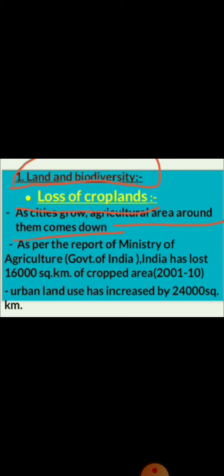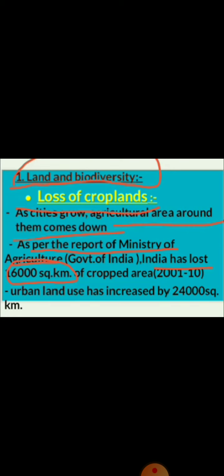As per the report of the Ministry of Agriculture, Government of India, India has lost 16,000 square kilometers of the cropland in the period of 2001 to 2010. India has lost a huge cropped land in the 10-year span. In percentage, India has lost 0.8% of the gross cropped land. So this is how we are losing our croplands. And in this loss, urban areas have a huge share.